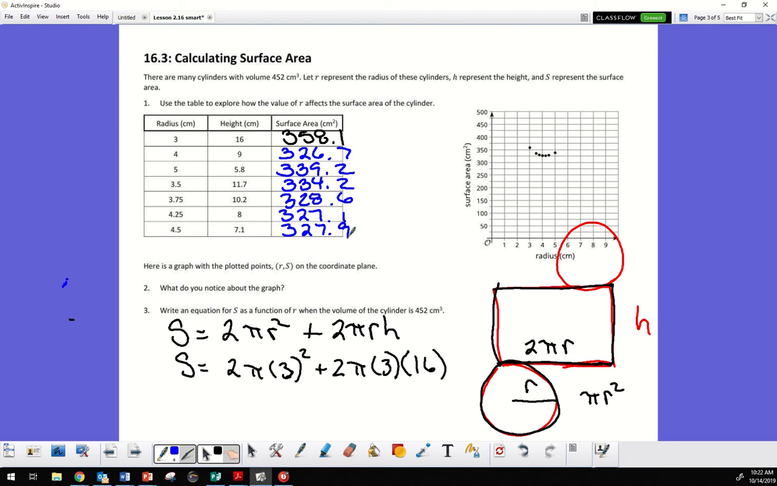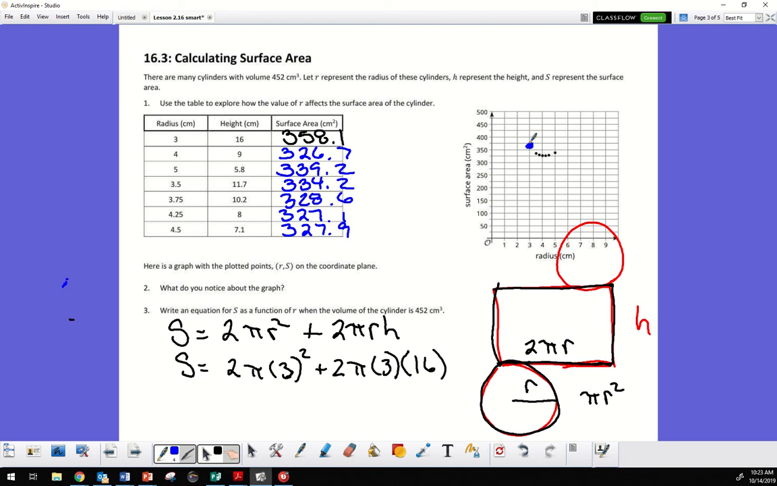So looking through this, what do we notice? The largest so far is going to be this one right here, the radius of 3 and the height of 16, isn't it? So that's going to be my highest point right there. That would be giving more surface area than the rest.